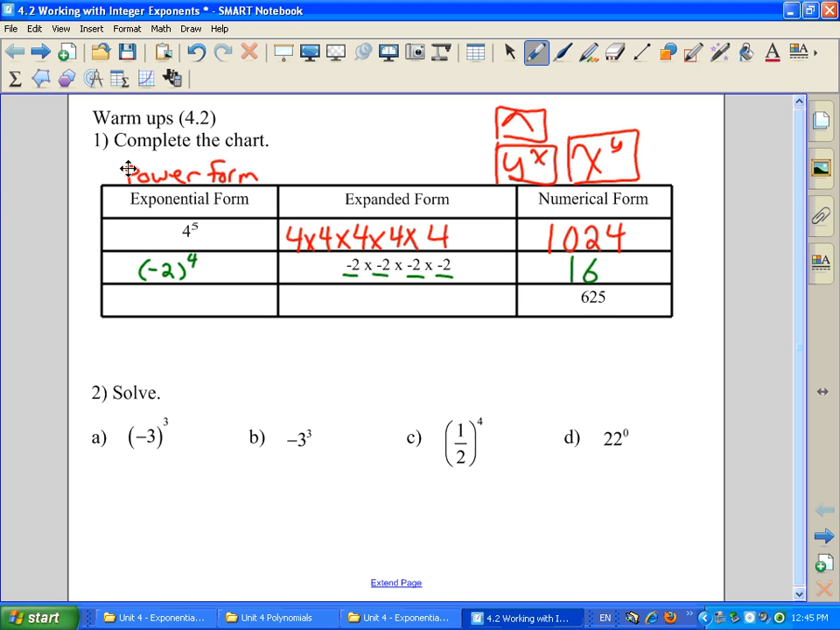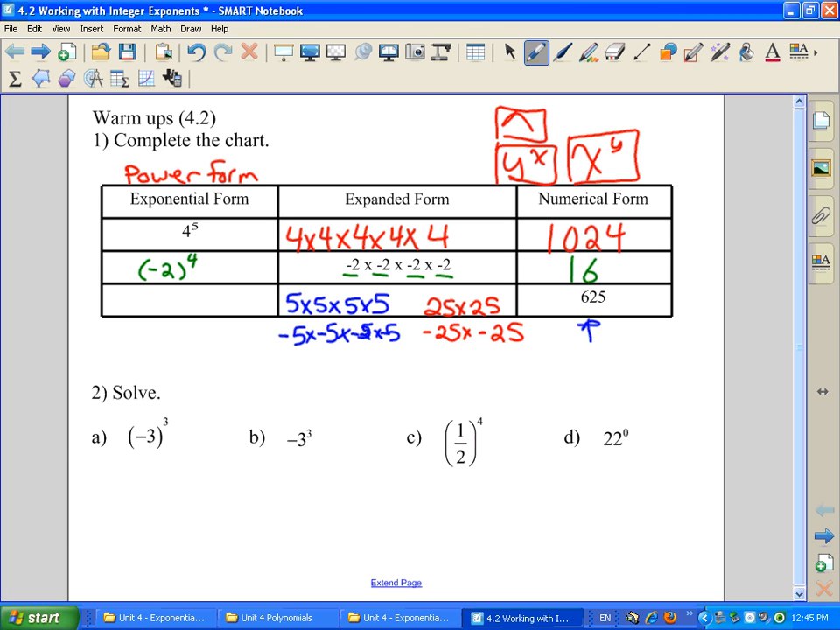Now, when you're given numerical form and you're asked to find exponential or expanded form, in many cases you could have more than one answer. For example, if I used the base of 5, I would have 5 times 5 times 5 times 5. I could also have -5 times -5 times -5 times -5. Or I could use a base of 25. So I'll just change colors here. I could have 25 times 25, or I could have -25 times -25.